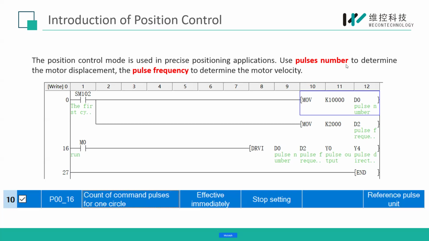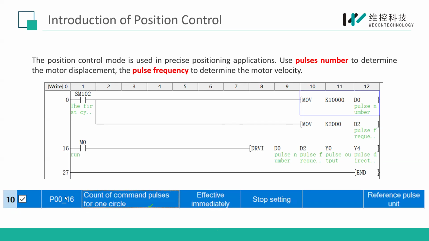PLC will send pulses to our servo, and the servo driver will receive the pulses and rotate. The distance and the speed depend on the pulses. Distance depends on the pulse number, and the speed depends on the pulse frequency. So in PLC we can use some position instructions to control our servo to move. You can see this picture here, DRVI. This instruction is a relative move instruction. Here we enter the pulses we need to send, and then the frequency we need to send to control the servo to move.